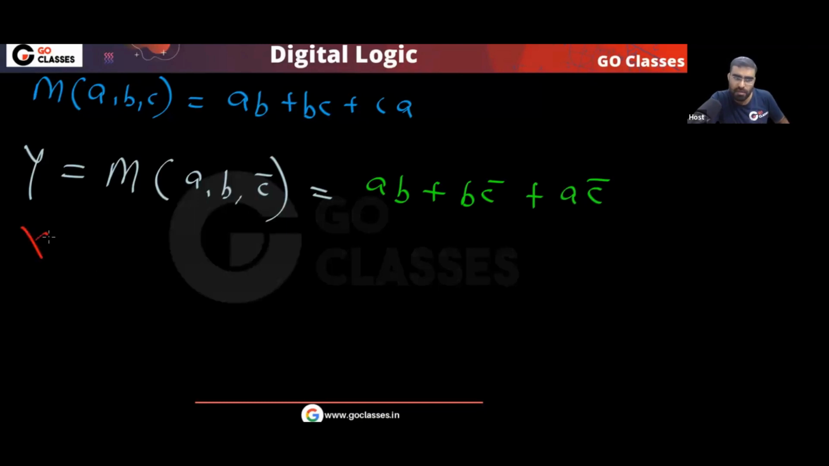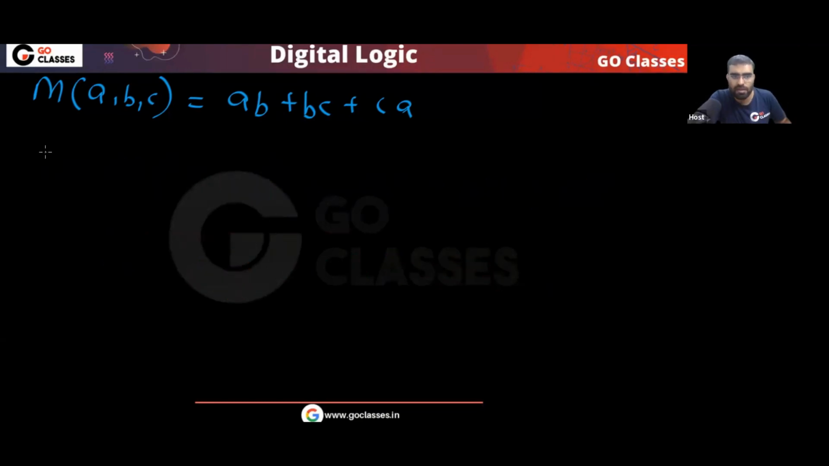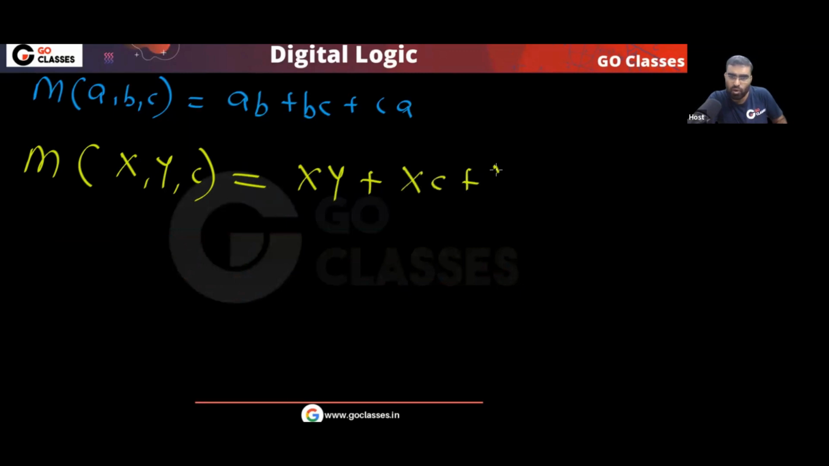So you got y and you got x. X is the complement of m, which is A bar, B bar or A bar, C bar or B bar, C bar. Now what is our equation? What we want is m of x, y, c. This will be xy or xc or yc. So remember, we need to find xy.